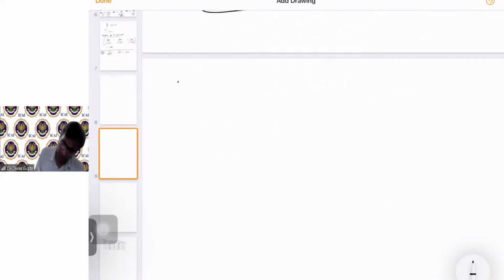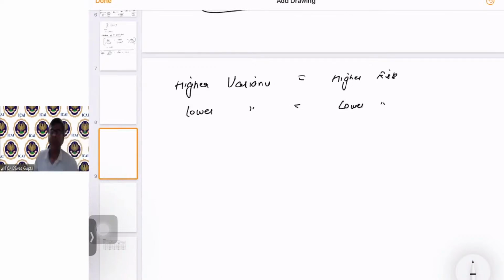Now there are some thumb rules. Higher variance would mean higher risk. Lower variance would mean lower risk. I hope this is okay. So ultimately, what does it mean if there's a higher variance? Higher variance means higher deviation. Higher deviation means higher volatility. Higher volatility means higher risk. Lower variance means lower deviation and hence lower risk.